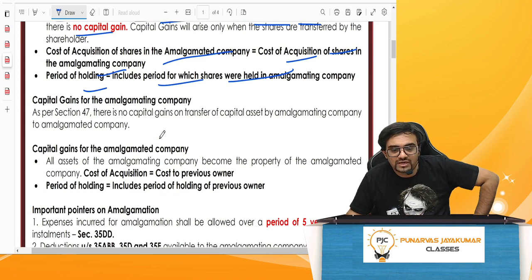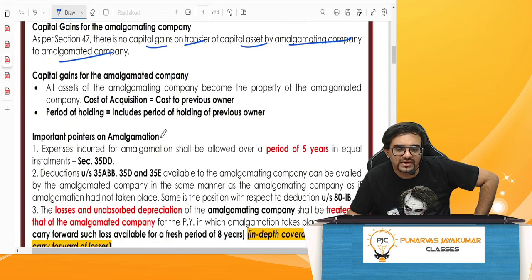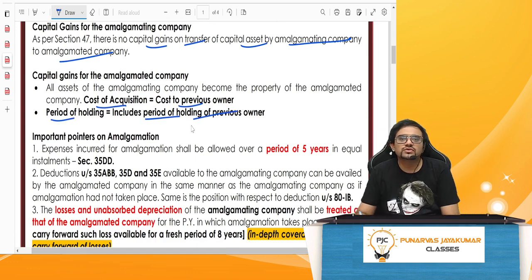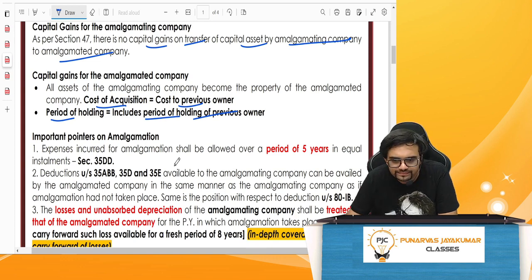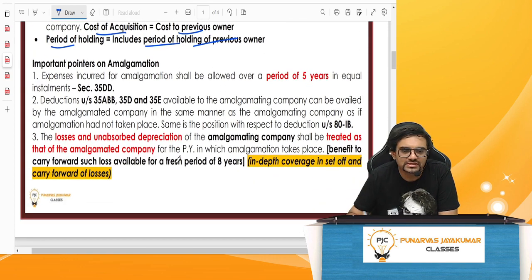Capital gains for the amalgamating company. There is no capital gains on transfer of capital asset by amalgamating company to amalgamated company. What is the capital gains for amalgamated company? All the assets become its property. Cost of acquisition is cost to previous owner. Period of holding includes the period of holding of the previous owner. This is for the amalgamated company.